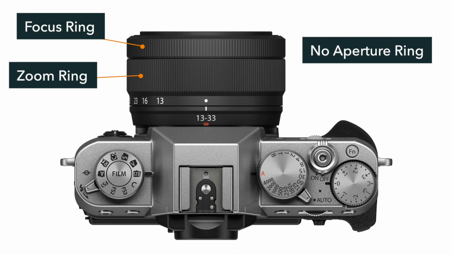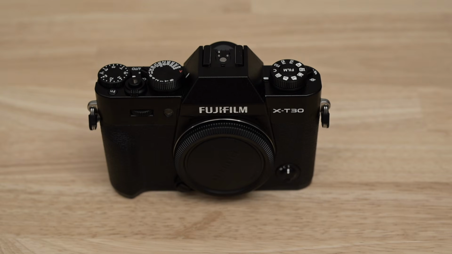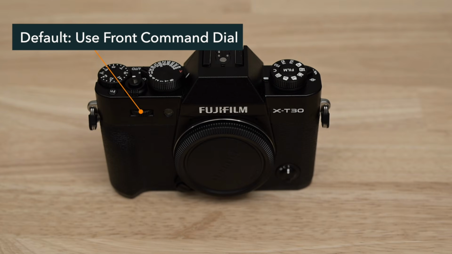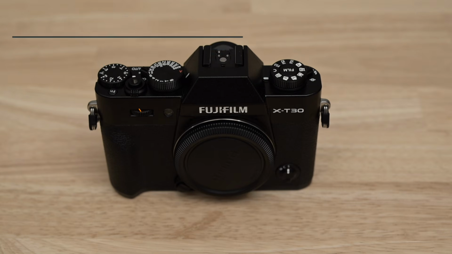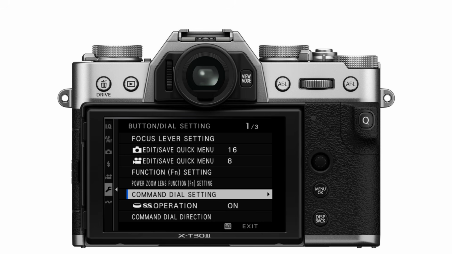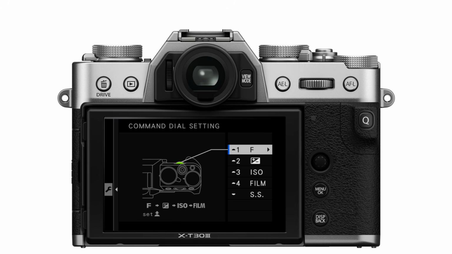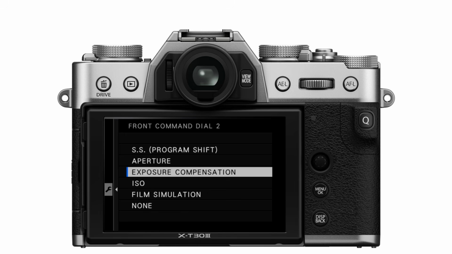That's a lens that does not have an aperture ring. You're going to use the command dials to change the aperture if your lens does not have a dedicated aperture ring, and by default, it's the front command dial. But there's a little more to it than that. You see, the front command dial can do a lot of different functions. If you go into your setup menu, button dial setting, and then command dial setting, you can see all of the different functions that can be assigned to that front command dial.